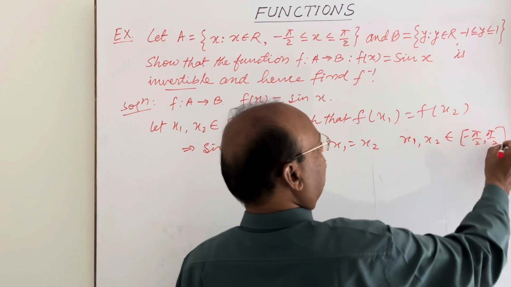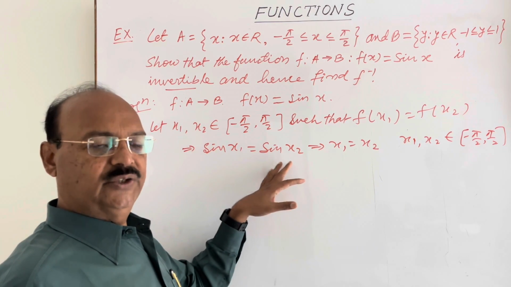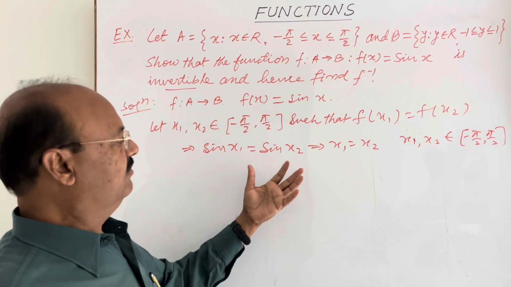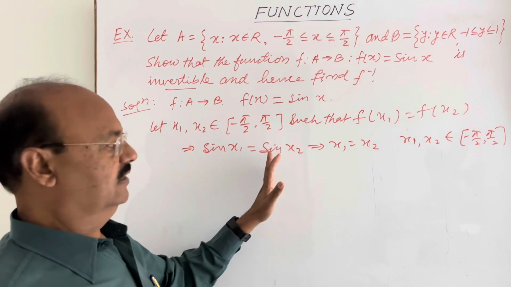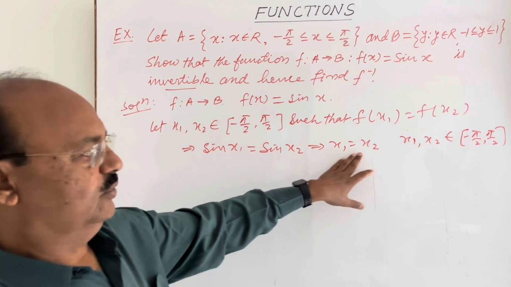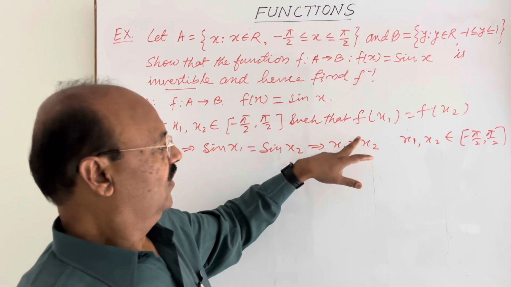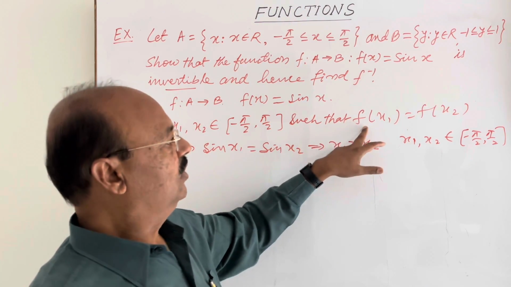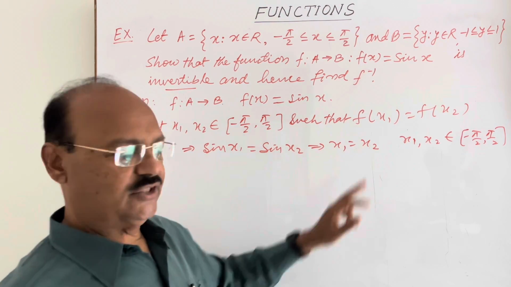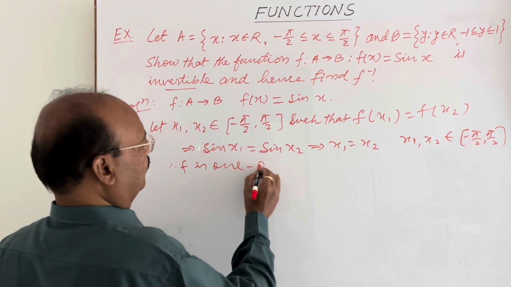And this implies that x1 is equal to x2, as x1, x2 belong to this interval, minus pi by 2 to pi by 2. You know, in this interval, the sine function has different values for different points. So sin x1 is equal to sin x2 implies x1 is equal to x2 in this closed interval. So now we can conclude that this function f is one-one, because if f(x1) is equal to f(x2), it implies x1 is equal to x2. Therefore f is one-one function.